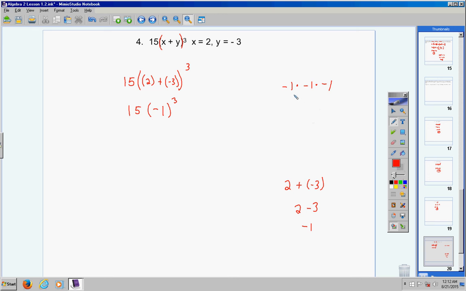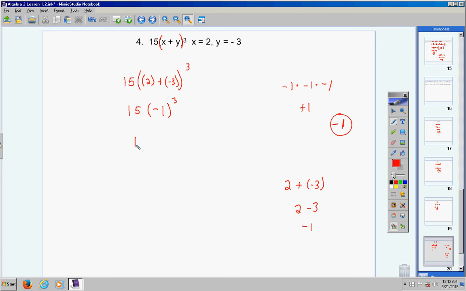Well, negative times a negative is positive. So negative times a negative is positive 1. Positive 1 times negative 1 is negative 1. And if you struggle with that, feel free to use your calculator, okay? So negative 1 to the third power is negative 1.